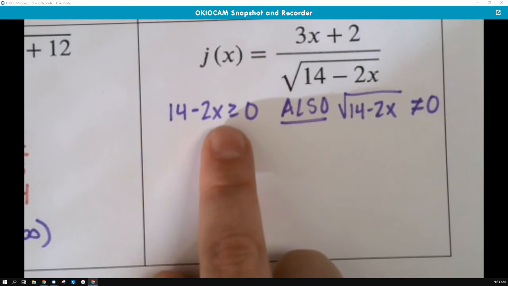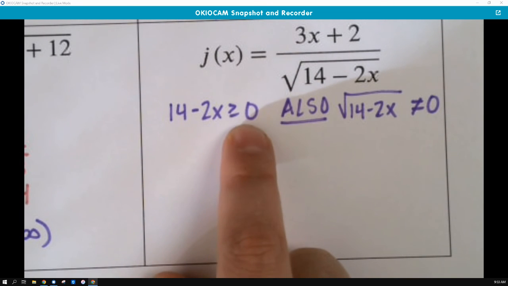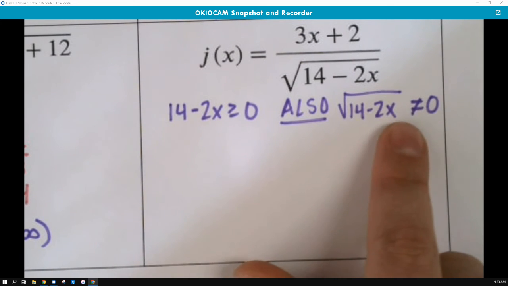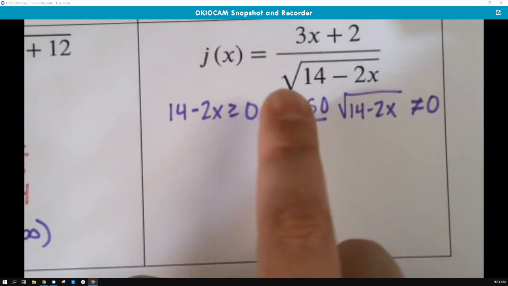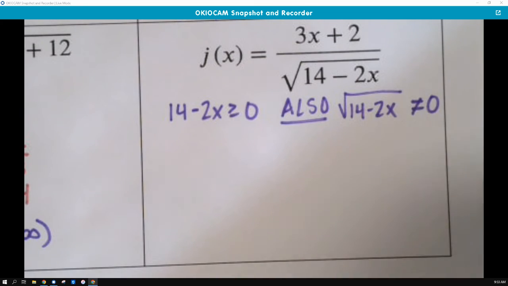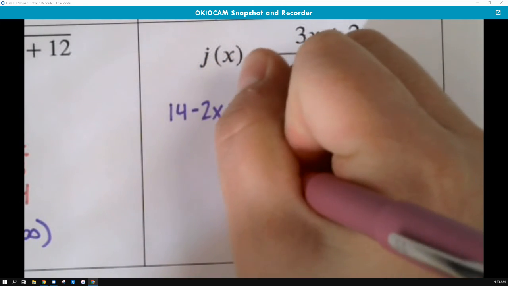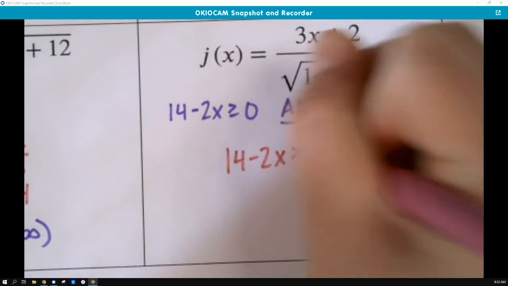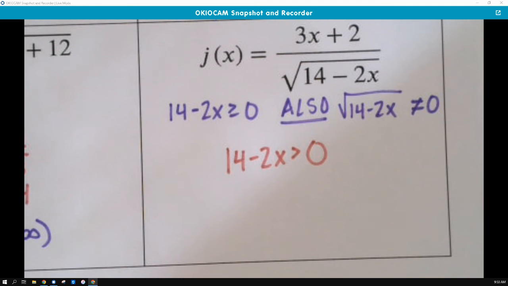So for this one, instead of just being greater than or equal to 0, we have to be greater than 0 because we're not allowed to be equal to 0 because the square root's in the denominator. So it's going to be 14 minus 2x has to be greater than 0 instead of just greater than or equal to. This is us combining together the two things that we can't do. We can't divide by 0. We can't take the square root of a negative.